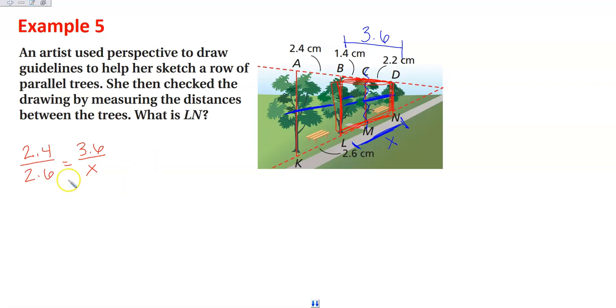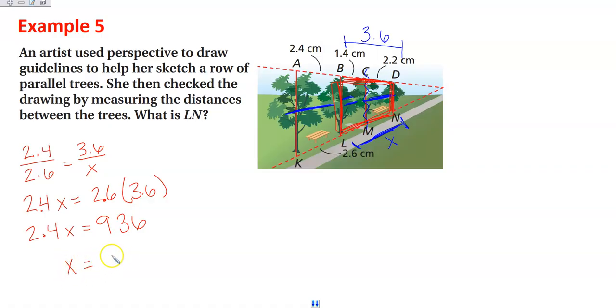Okay? So then from here we cross multiply. We're going to get 2.4x equals 2.6 times 3.6. Okay, 2.4x. Now, 2.6 times 3.6 is going to give me 9.36. And when we divide that out, that is going to give me 3.9.